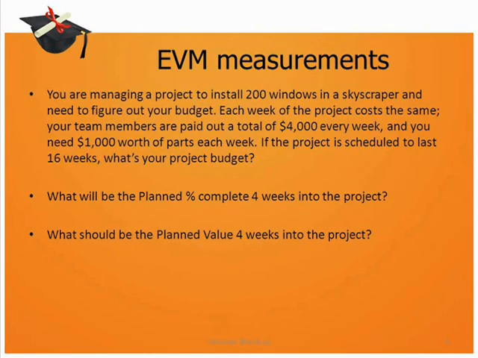Let us now discuss a numerical that involves all these measurements. So in this numerical, if you see, the total scope of the project in terms of number of windows is 200 windows, and also in terms of weeks the total scope is 16 weeks. Another point to make note of is that it says that each week of the project costs the same. After having said that, we are being told that the members are paid $4,000 and there is an additional cost of $1,000 every week. So the total cost every week for the project is $5,000. Now let us see what calculations need to be done to find out the answers to the questions.